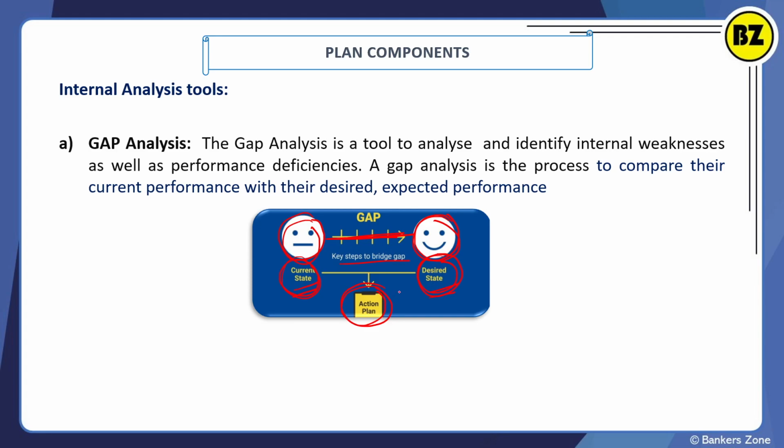Okay, this is very basic about the gap. So gap, you simply remember, gap means current position and the desired position. Okay, the difference between them is basically the gap. And why the difference? Because of the internal weaknesses and the performance deficiency.